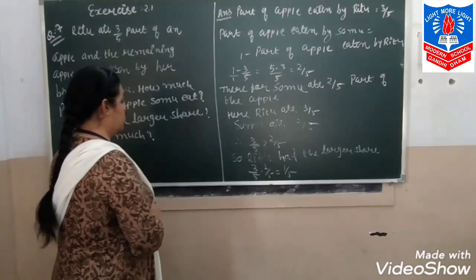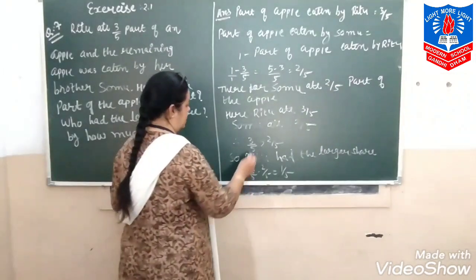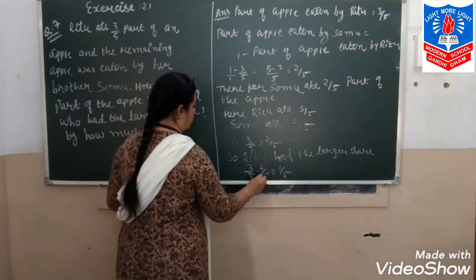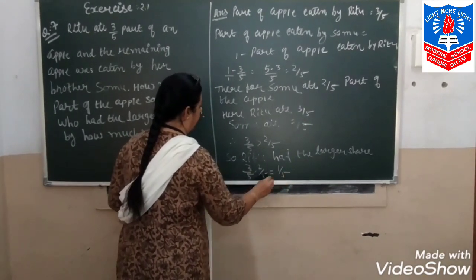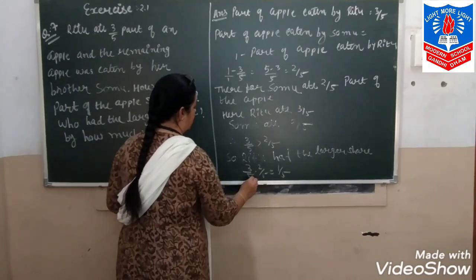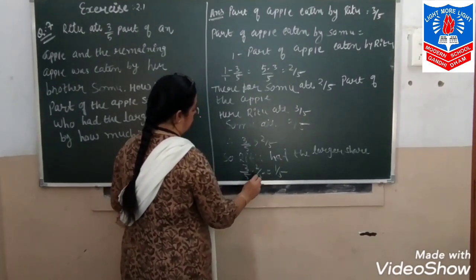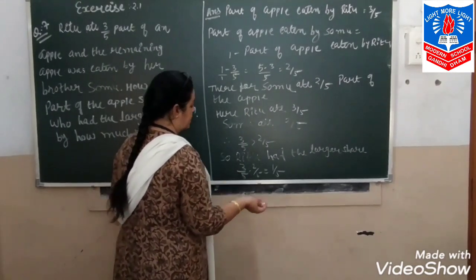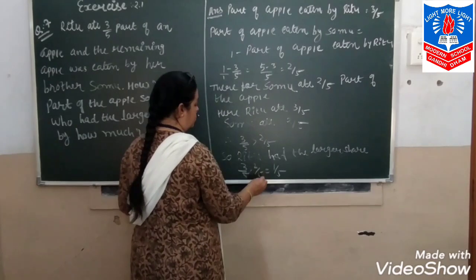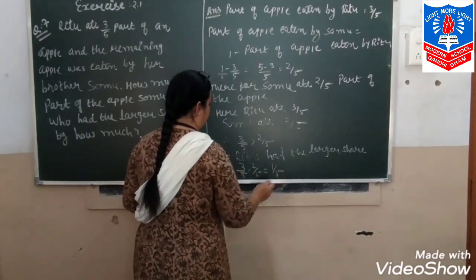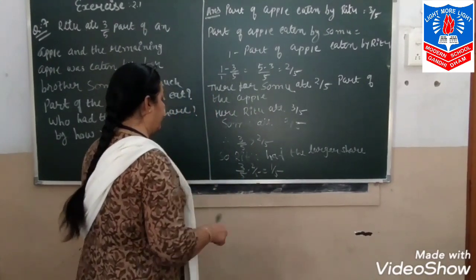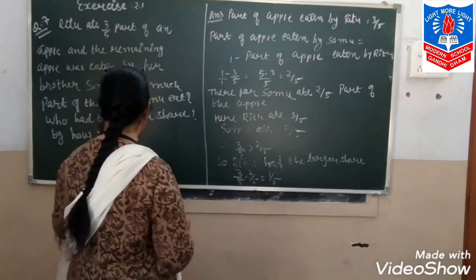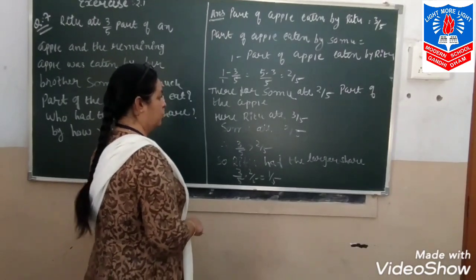And then how much is the subtraction? 3 by 5 minus 2 by 5. 3 minus 2 is equal to 1 by 5. Here the denominators of both fractions are the same, so no need to find LCM, just direct subtraction. 3 minus 2 is equal to 1 by 5. So Ritu had 1 by 5 part more than her brother Somu.